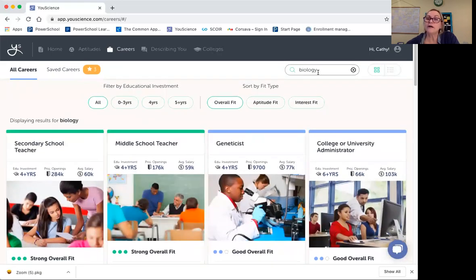So if you love biology, but you're just not quite sure in what direction you want to take it, it would be fun to look through and see which areas of biology might be the best fit for you.